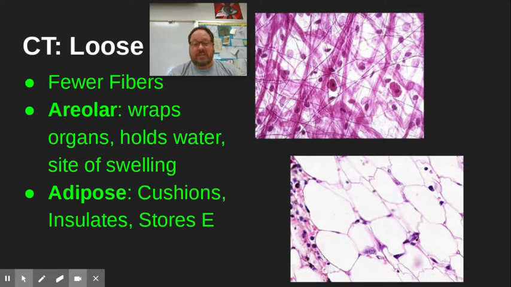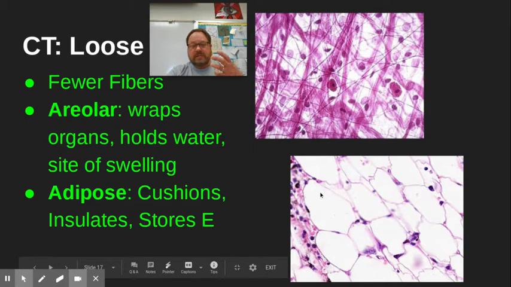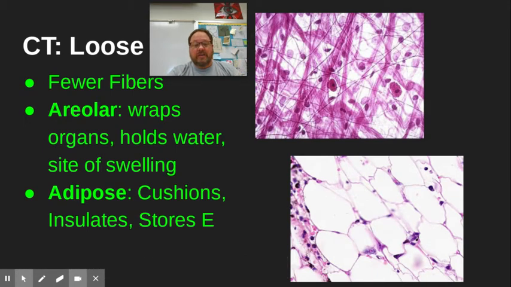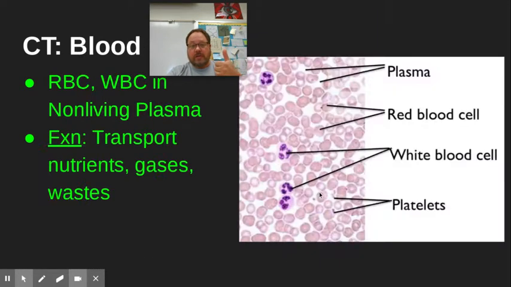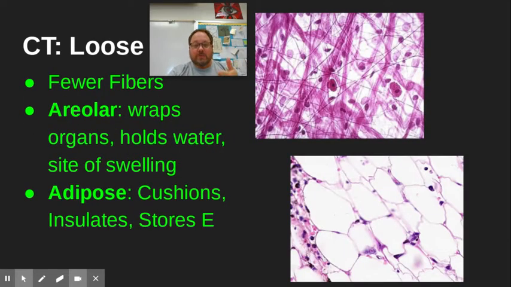Fat is actually connective tissue. So in the bottom right, you can see the adipocytes, or the fat cells. Most of the space inside the cell is these globules of fat. So you're able to store a lot of energy. Fat provides cushioning too. So like your kidneys are surrounded by some fat, so it provides some protection. And then that also traps heat. So it's an insulator. So that's why I've not been cold since 1996.